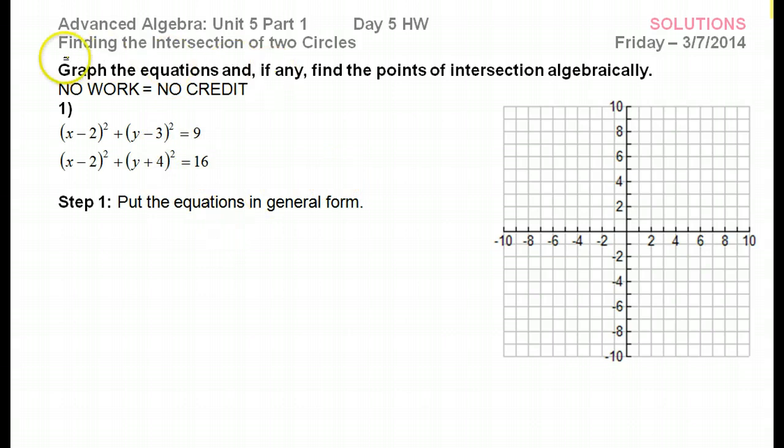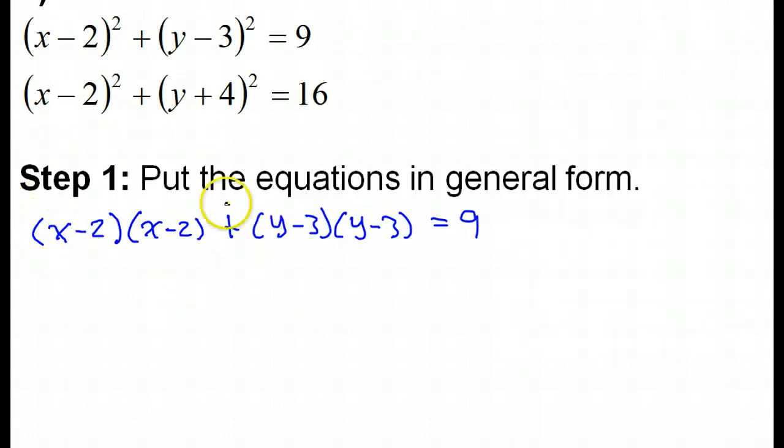Alright, this lesson is going to be about finding the intersection of two circles. Step 1. Put the equations in general form. Look at the first equation we have here. Let me zoom in a little. Looking at the first equation, (x - 2)² is like (x - 2) times (x - 2). (y - 3)² is like (y - 3) times (y - 3).